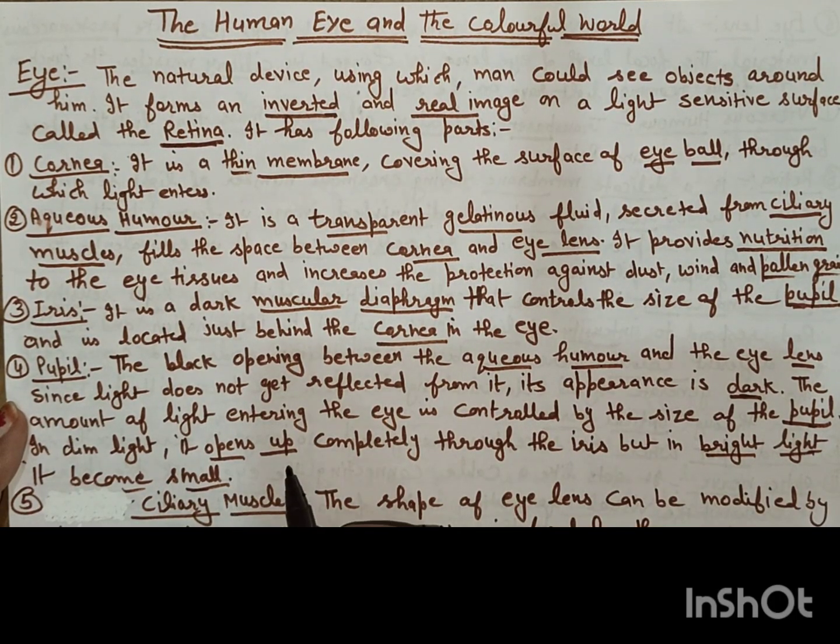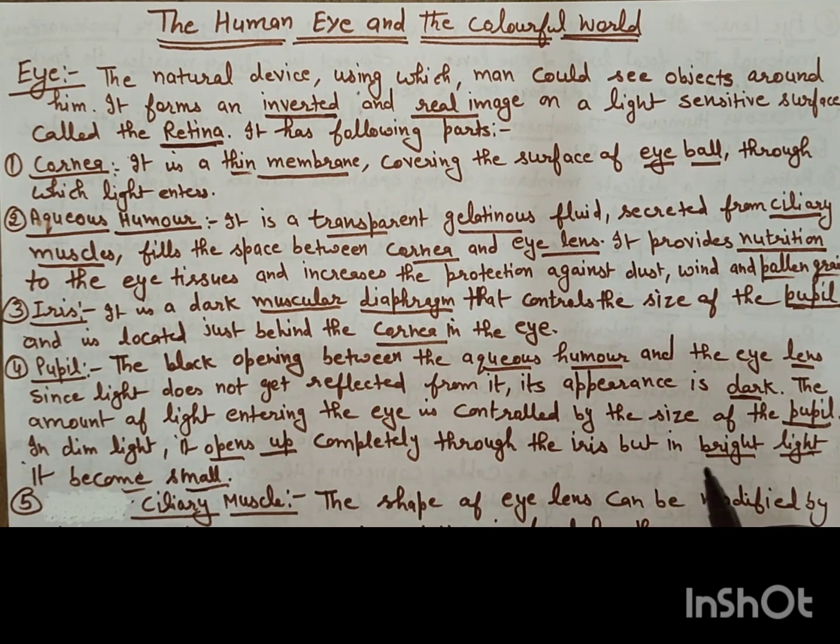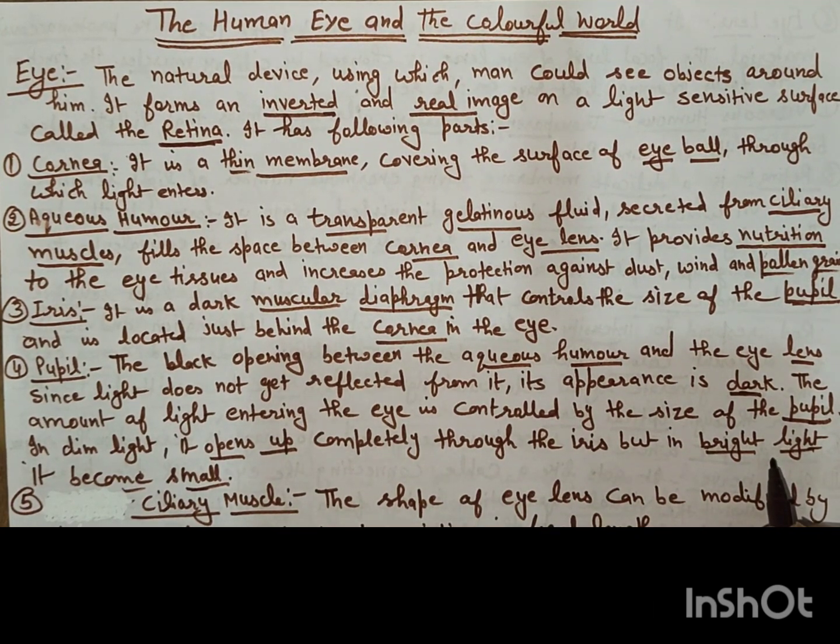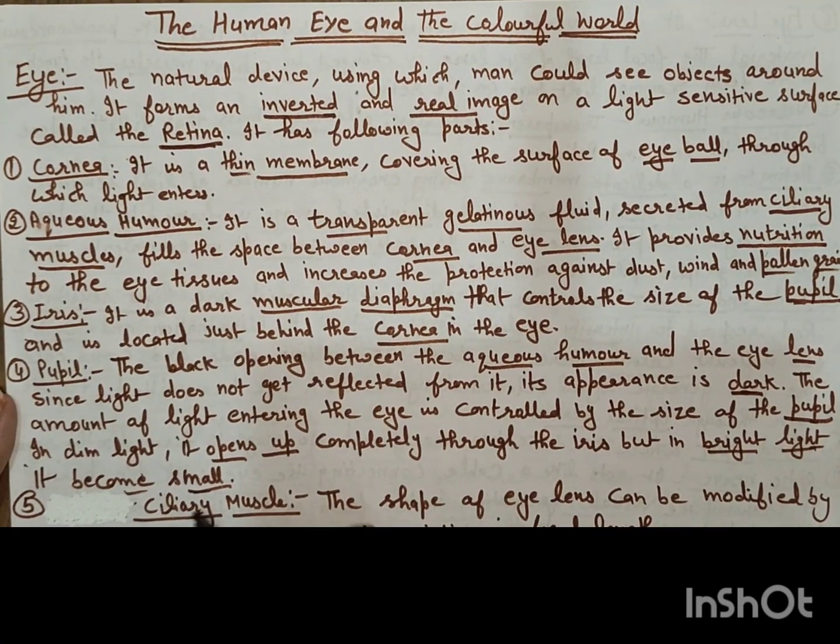In dim light, it opens up. When you come into a room in dim light, the pupil will open up completely through the iris, but in bright light, it becomes small.